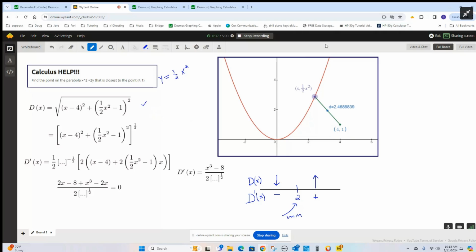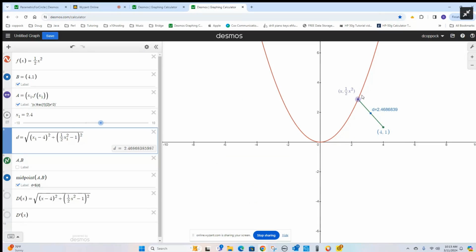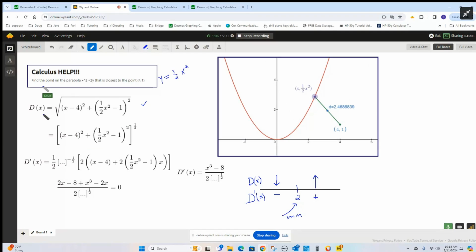Before I start talking about finding that derivative, let's just look at what's happening here. If I use that distance formula for any arbitrary point on the parabola, you can see that the distance to the point (4, 1) definitely changes, and that there likely is some point on the parabola that's closest to the point (4, 1). The question is, where is it? And we can find that by finding the first derivative.